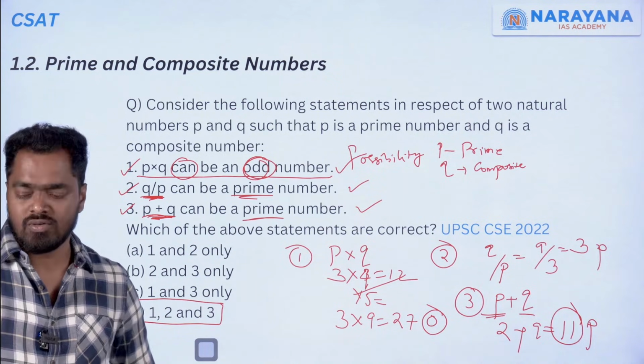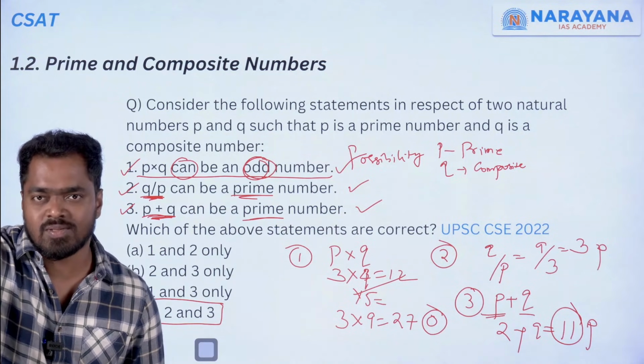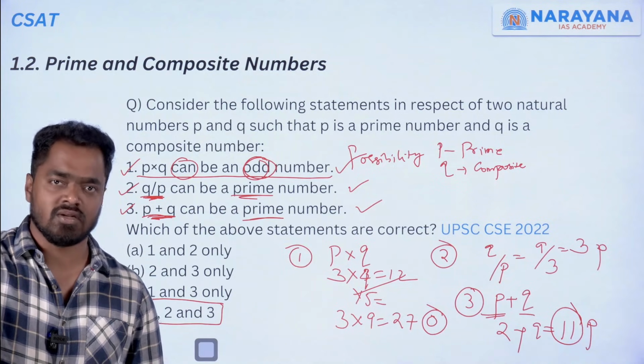So this is how you should use the properties of even and odd numbers and the concepts of prime and composite numbers.